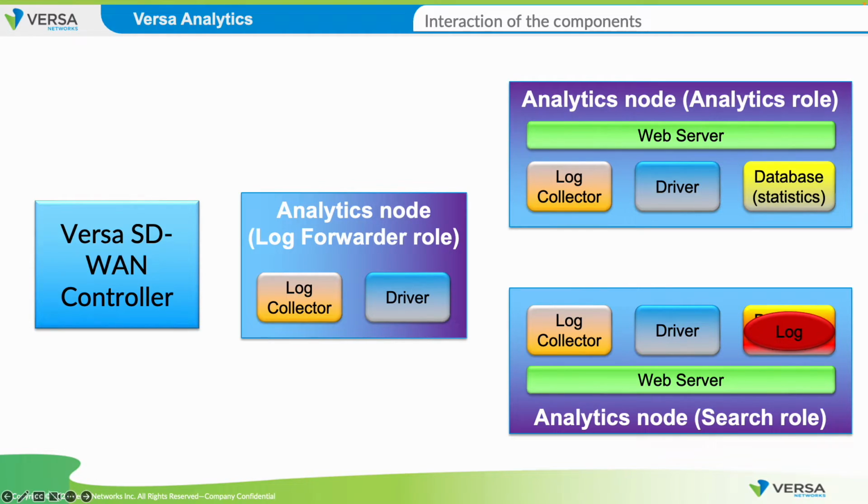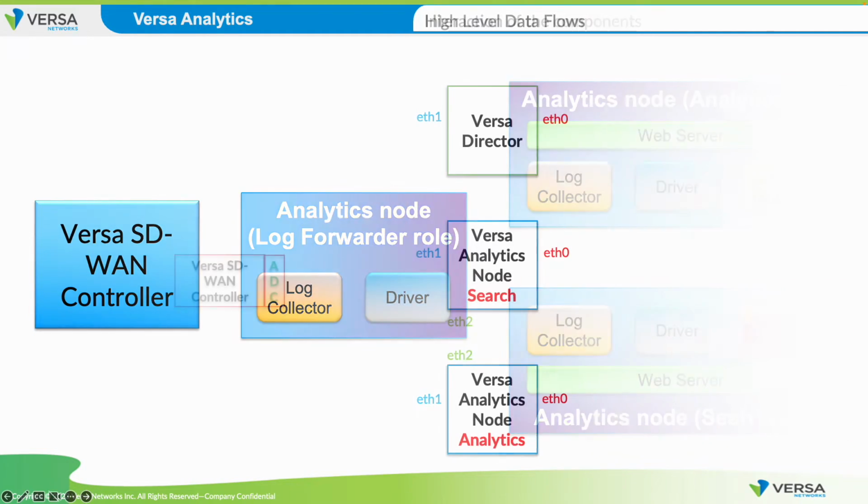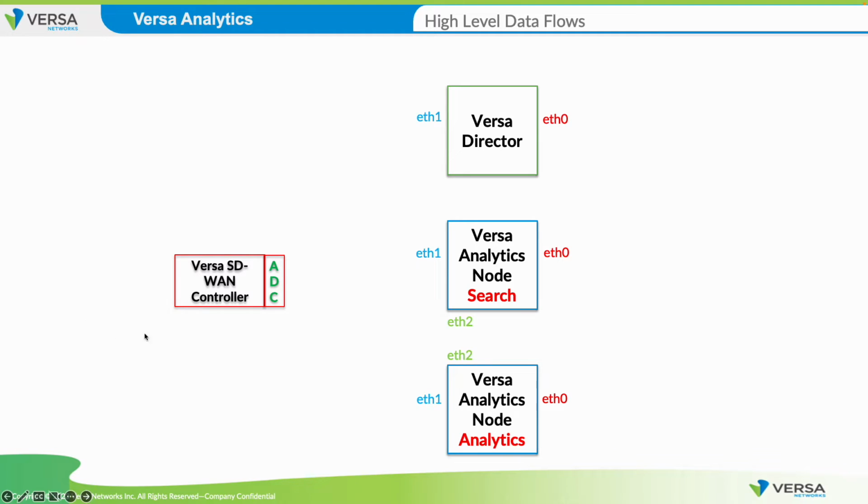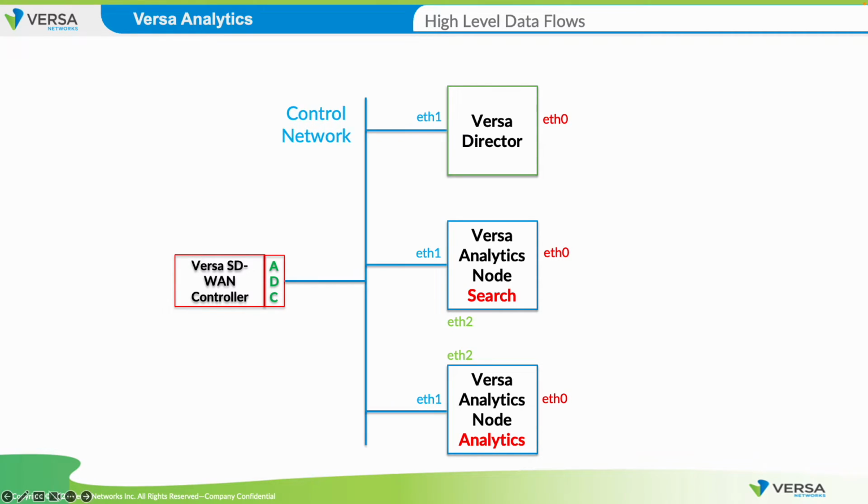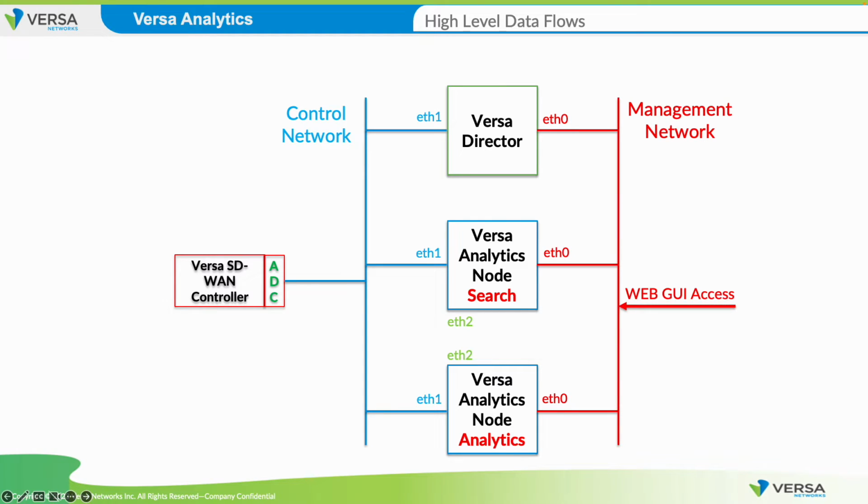Now let's review in a little more detail how data is being read by the director when you log into the management interface. Here you can see a couple of networks. We have a couple of analytics nodes, one of type search, the second of type analytics. We have the controller with load balancer, ADC, or application delivery controller as it's also called. So we have a control network and a management network. The control network is usually the network which connects the director through the controllers to the rest of the SD-WAN world. And we have the management network where you have access through the GUI to your director.